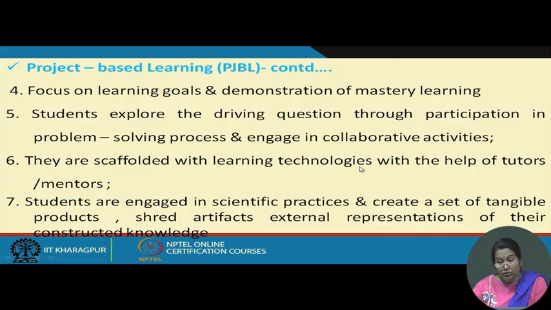So, they engage themselves in the collaborative activities. They are scaffolded with learning technologies with the help of the tutors and the mentors. Even though they work in a collaborative learning situation, tutors and mentors are there to support them, to facilitate them through scaffolding with technology. Tutors are also there to help them in learning new skills or developing a new perspective through the help of technology and other tools.